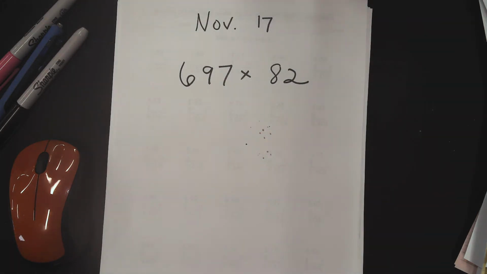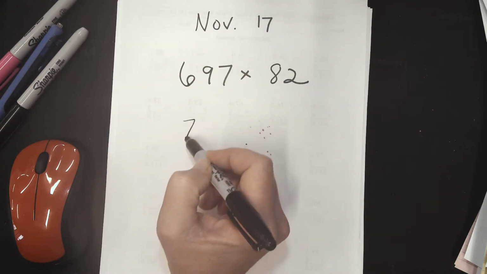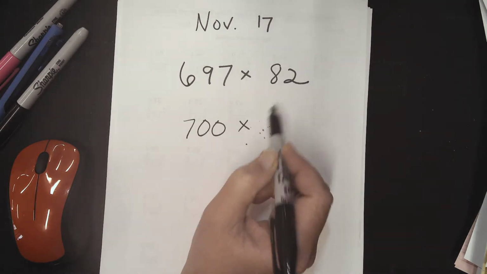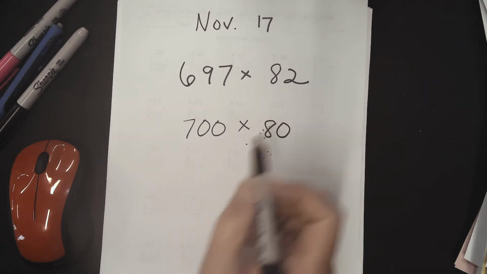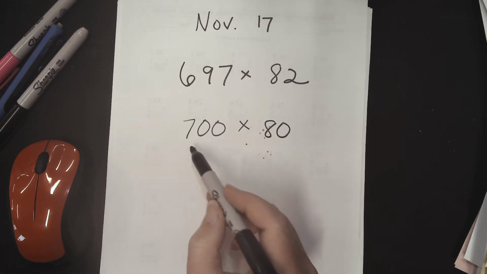If I want to do an estimation of this number, what are some friendly numbers that these can be rounded to so that it'd be easy for me to do it in my head or quickly on a piece of paper or on my desk without doing the whole big thing? What could 697 be that would be a friendlier number, Doc? Seven. Isn't it close to 700? Okay. What about 82? What would be a friendly number? Jasper? 80.